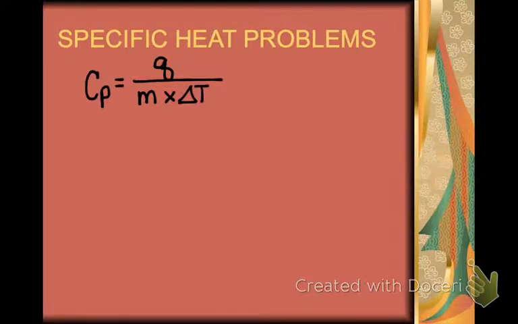Now, with specific heat problems, we're actually going to be calculating the heat of the reaction. So I can take this equation and rearrange it to solve for heat. When I do that, I multiply both sides by the mass times delta T, and so Q ends up by itself, and we have mass times delta T times C sub P. And you're going to see in a minute that that's the exact equation that we're going to be using to solve these specific heat problems. So Q equals M times delta T times C sub P.